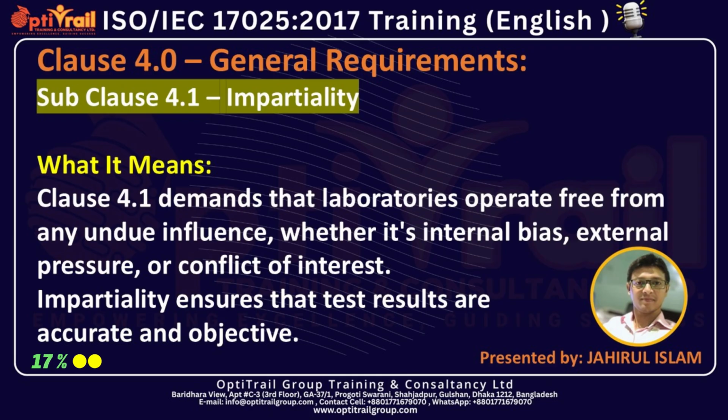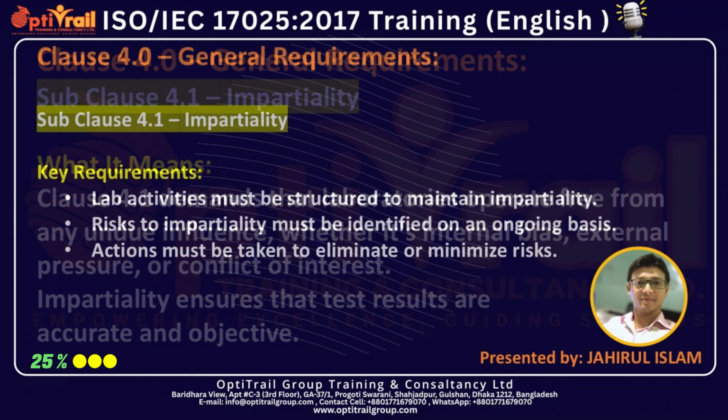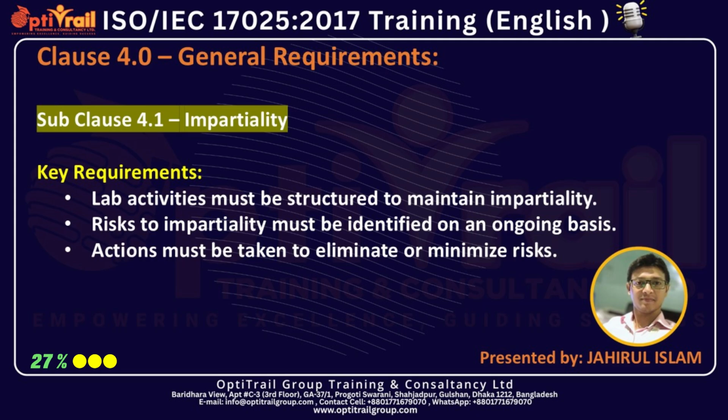Sub-clause 4.1, Impartiality. What it means. Clause 4.1 demands that laboratories operate free from any undue influence, whether it's internal bias, external pressure, or conflict of interest. Impartiality ensures that test results are accurate and objective. Key requirements. Lab activities must be structured to maintain impartiality. Risks to impartiality must be identified on an ongoing basis. Actions must be taken to eliminate or minimize risks.